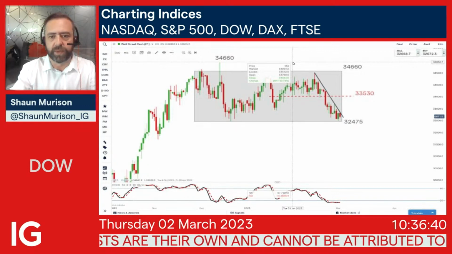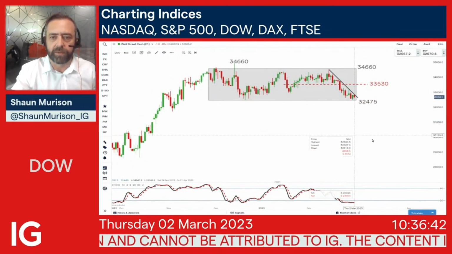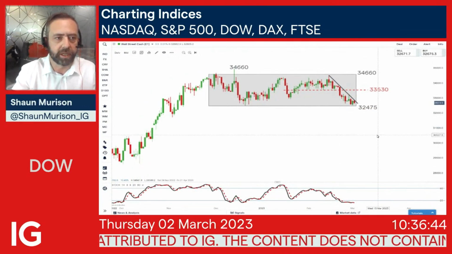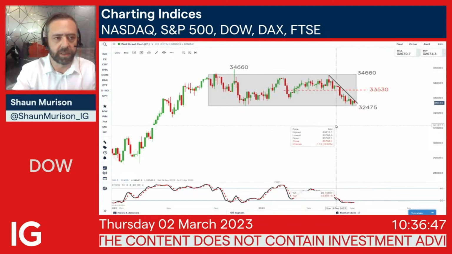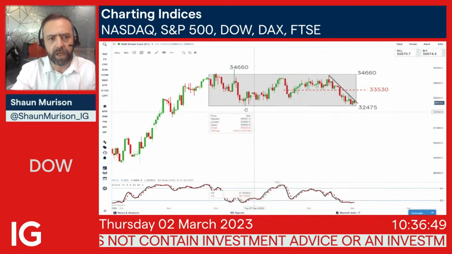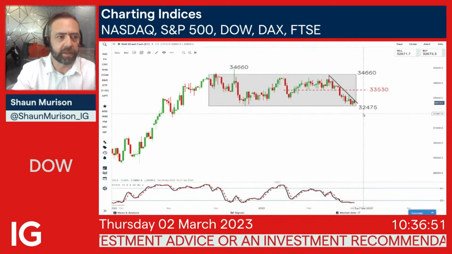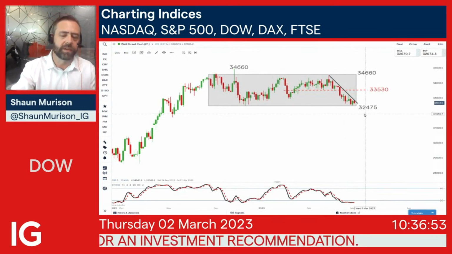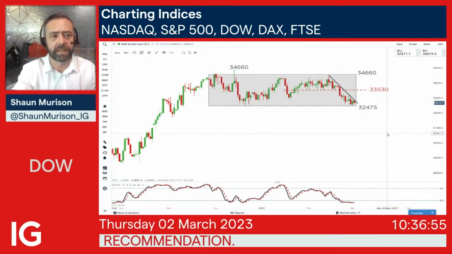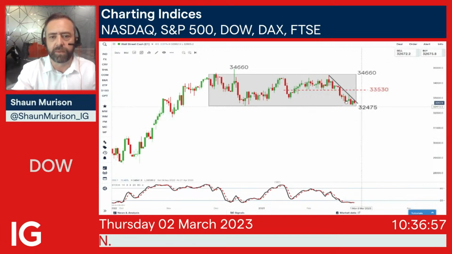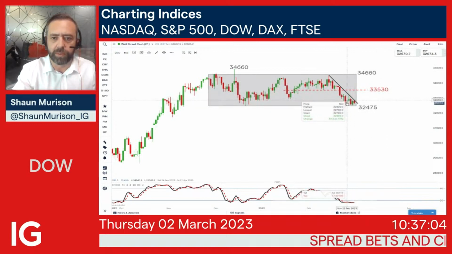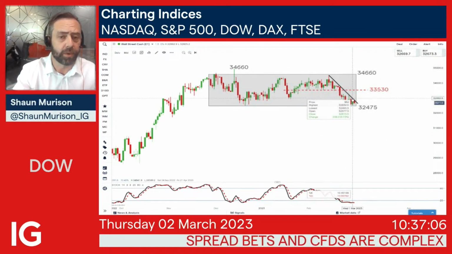Wall Street, the Dow Jones, definitely sitting in a broad consolidation. So we are starting to see lots of consolidation starting to form. The support of that consolidation is 32,475, resistance sitting about 34,660. And we just marked a bit of a level here in between, about 33,530. So we actually do have a bit of a bullish price reversal here, a bullish harami.